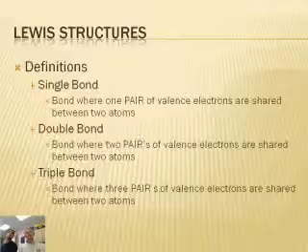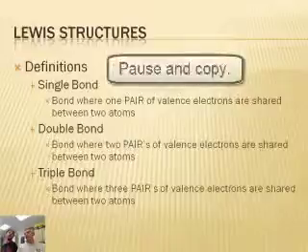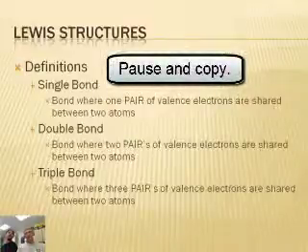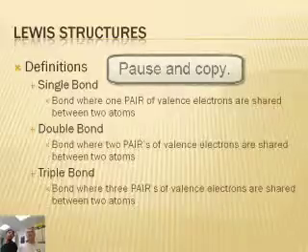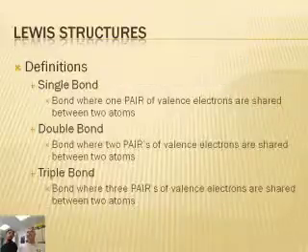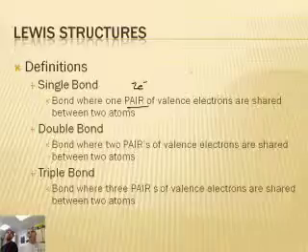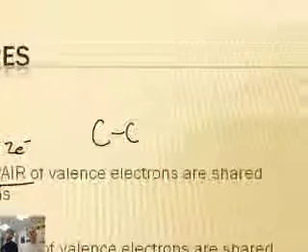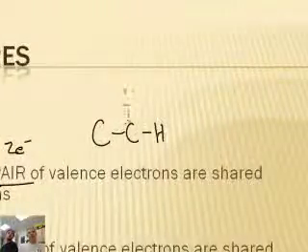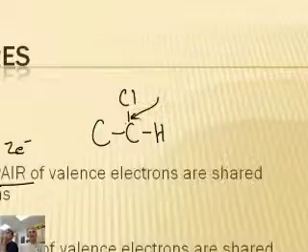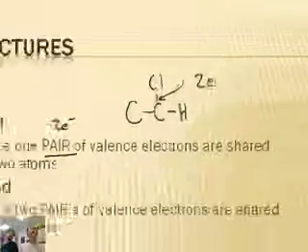There are several examples: single bond, double bond, triple bond. Probably should pause the video and write these down. Okay, the key thing to understand with these bonds is that electrons are shared in pairs. One bond is one pair, and a pair means two electrons. So when you see a bond, you might have seen this out in the world: C-C, H-Cl. Each of these little bonds is actually two electrons.